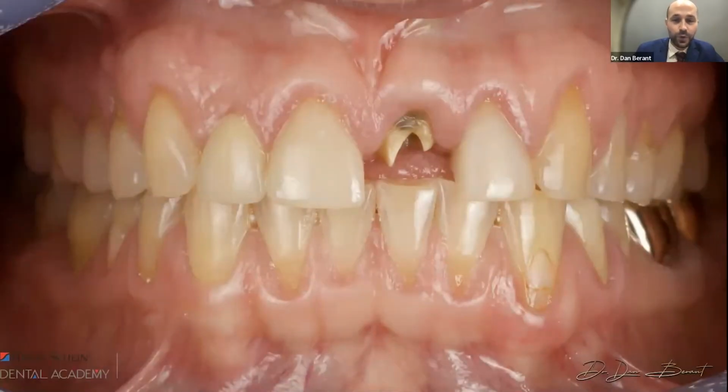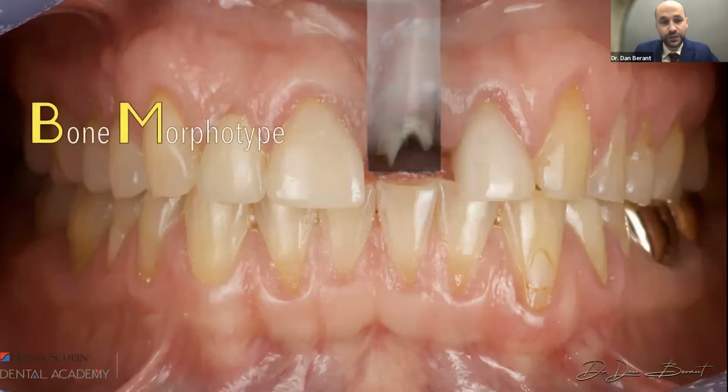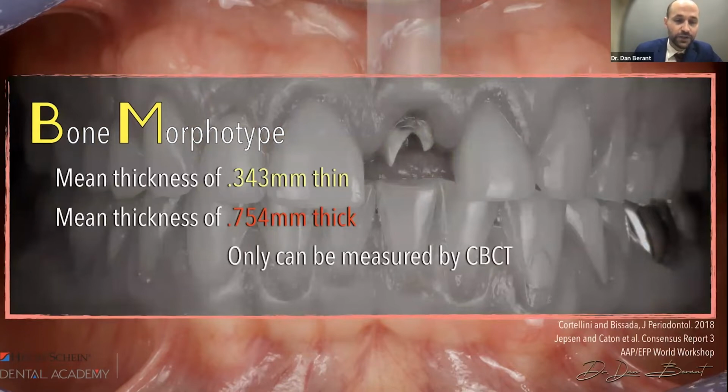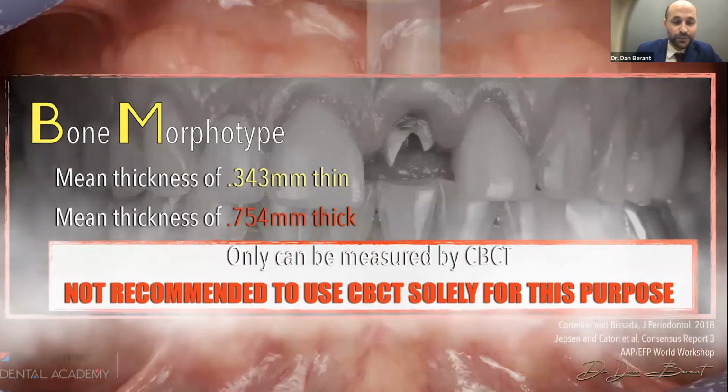Now, what about bone morphotype? Well, we can take a PA and we can see that this tooth has a root canal on it, but in order to diagnose bone morphotype, we do need a CBCT. And so according to the World Workshop, approximately 0.3 is thin, 0.75 is thick. But even though we can only measure it with a CBCT, the recommendation, it's very strongly positioned, is that we don't need to take a CBCT just to diagnose bone morphotype.